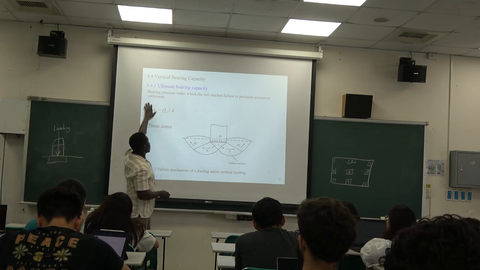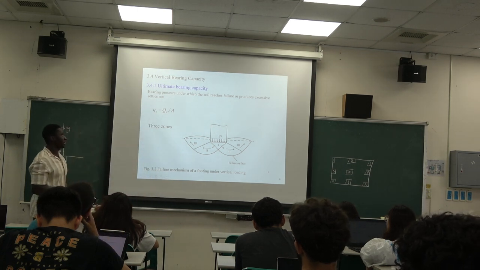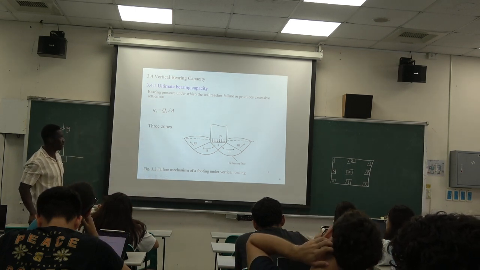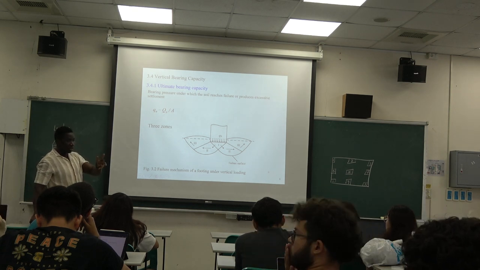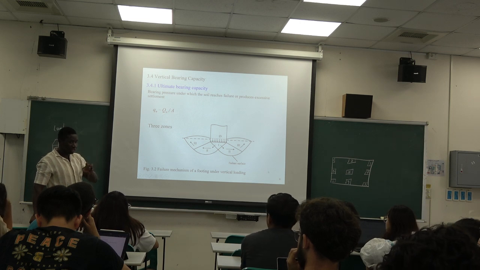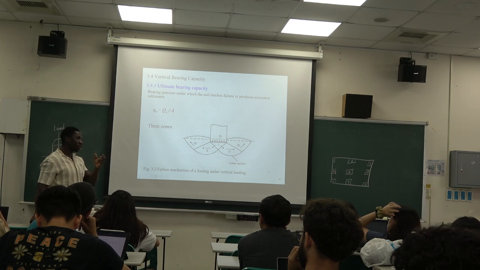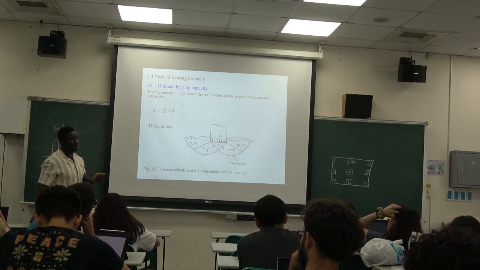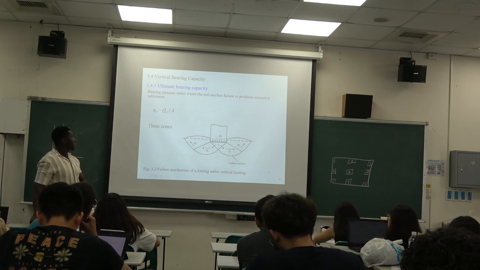So the first thing is the ultimate bearing capacity. It is the bearing pressure under which the soil reaches failure or produces excessive settlement. So it depends on two things: the settlement is unreasonable, or the soil fails. In some cases maybe the soil does not fail, but the settlement is unreasonable. So both scenarios are not ideal.